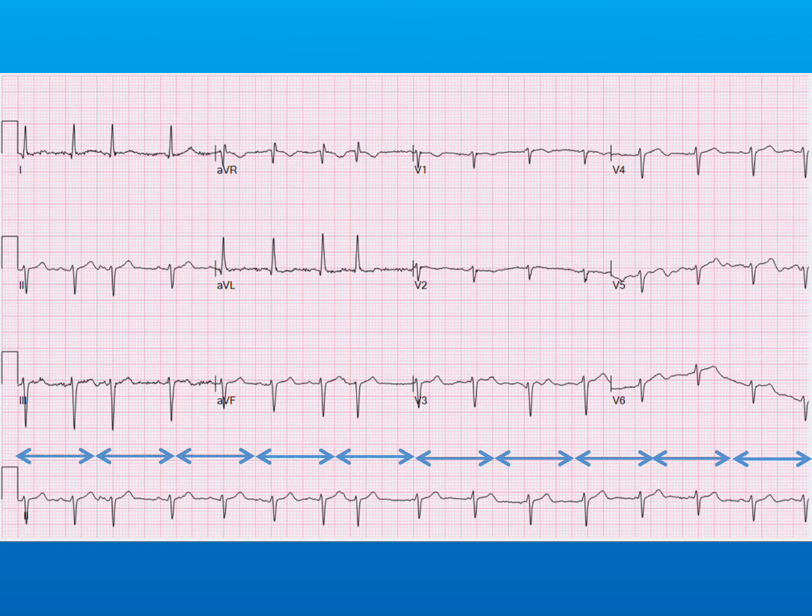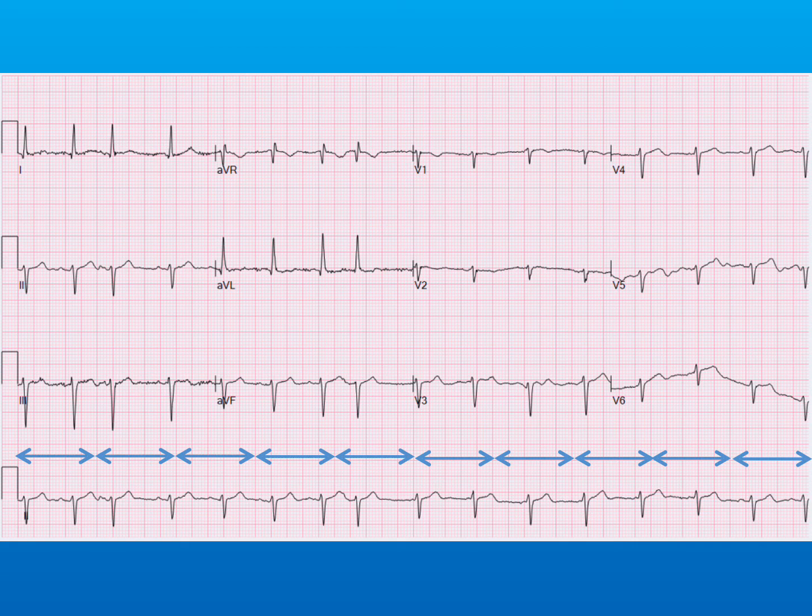Now, looking at an irregular rhythm, it's slightly different in calculating the rate, because by definition, an irregular rhythm is where the rate changes from beat to beat. The way in which we calculate the rate, for this case, would be we look at the rhythm strip on the bottom, and we will usually have a 10-second run.